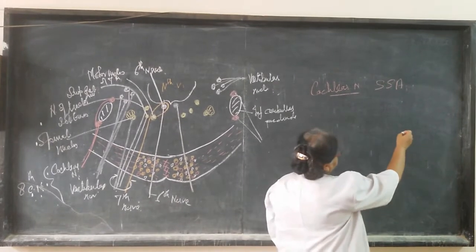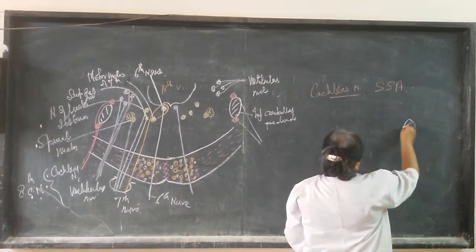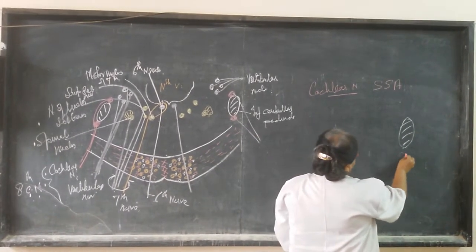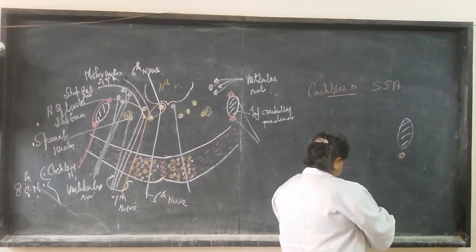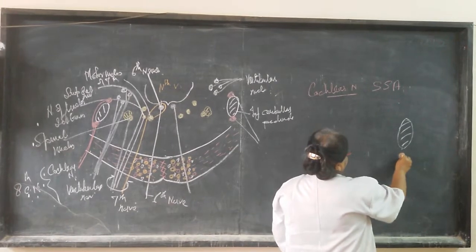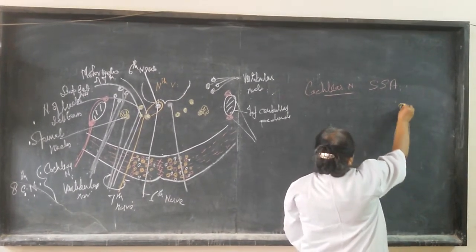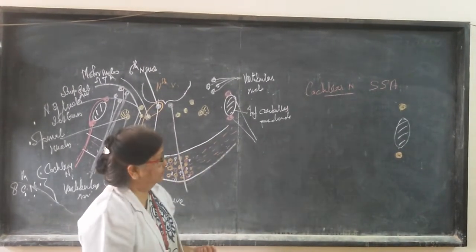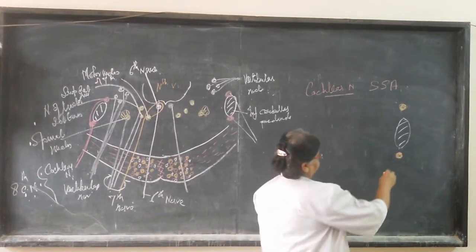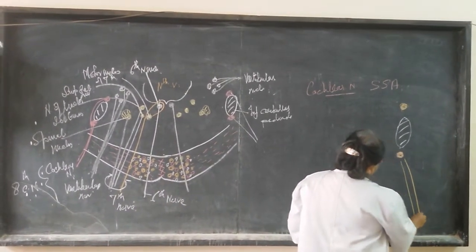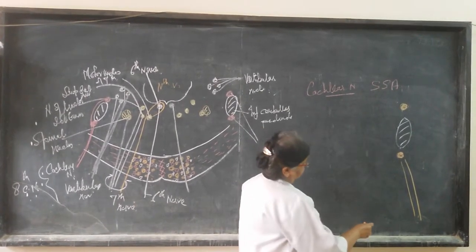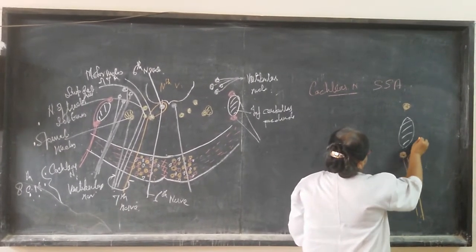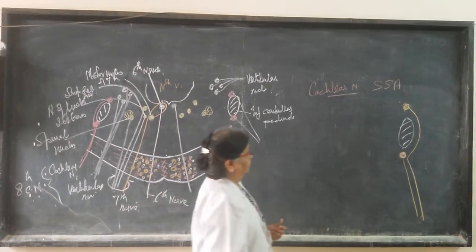Suppose this is the inferior cerebellar peduncle. The nucleus lying ventral to it is the ventral cochlear nucleus, and this is the dorsal cochlear nucleus. The cochlear nuclei receive fibers from the cochlear nerve. This is the cochlear nerve. It ends in the ventral cochlear nucleus, and this also goes to the dorsal cochlear nucleus.